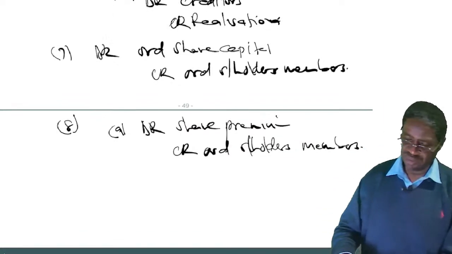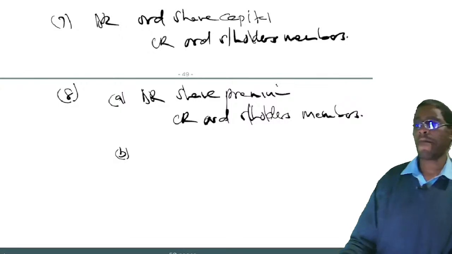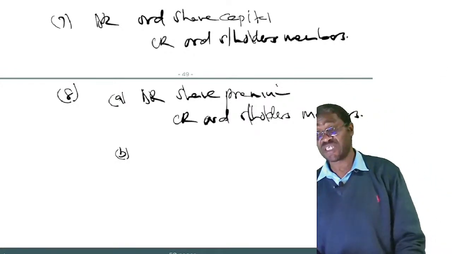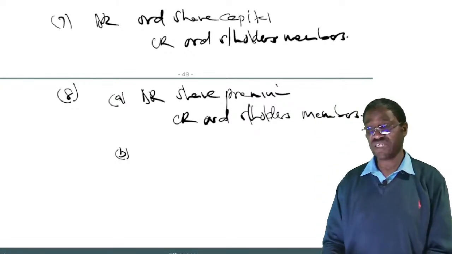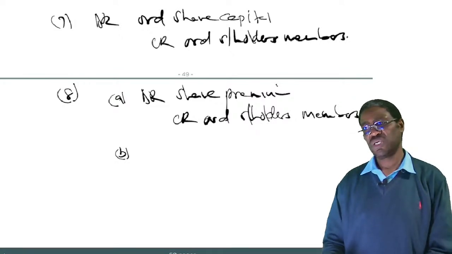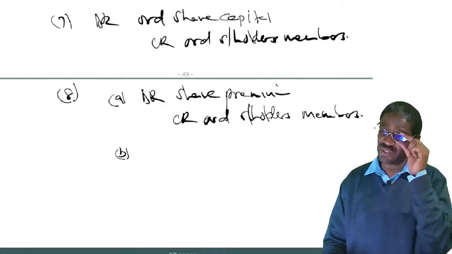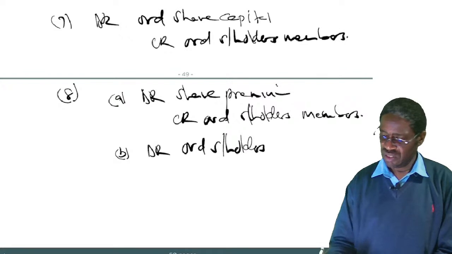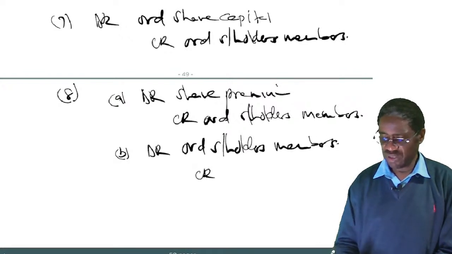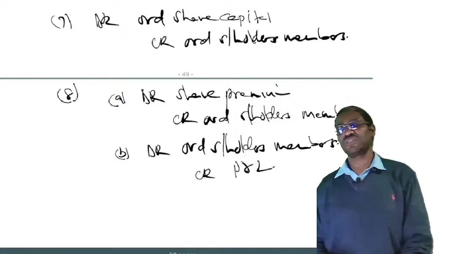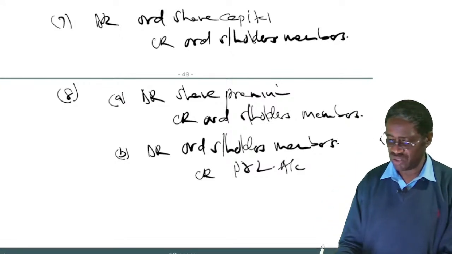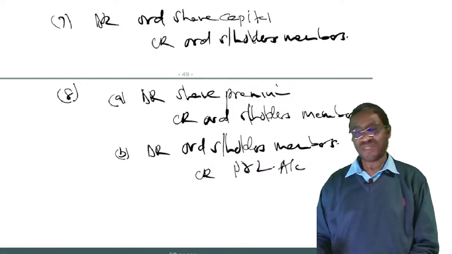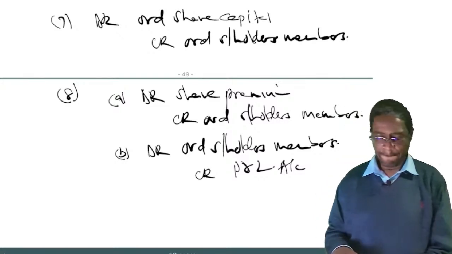That's number A. Number B, if negative reserve, e.g. accumulated losses: debit ordinary shareholders members, credit profit and loss account. It's an accumulated loss. I told you losses are always a debit. So to close it, you credit it. Good. That's number 8.